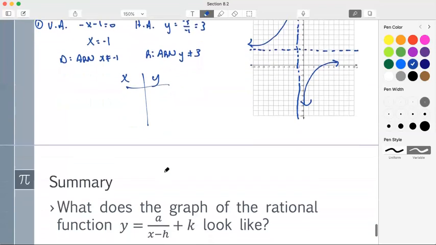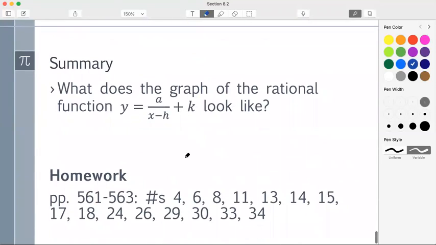Okay. And then don't forget to do your summary. What does the graph of a rational function look like? It looks like something with 2 branches, basically, that has been moved h and k units, right? So your h is here, and your k is here. And then you got 2 branches. There you go.